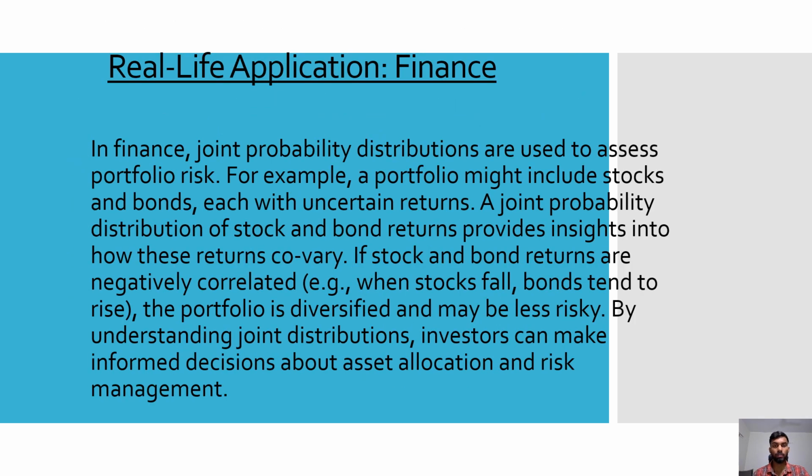Real life application of joint probability distribution in finance. In finance, joint probability distributions are used to assess portfolio risk. For example, a portfolio might include stocks and bonds, each with uncertain returns. A joint probability distribution of stock and bond returns provides insights into how these returns co-vary. If stock and bond returns are negatively correlated, the portfolio is diversified and may be less risky. By understanding joint distributions, investors can make informed decisions about asset allocation and risk management.